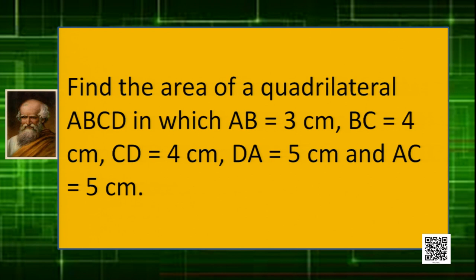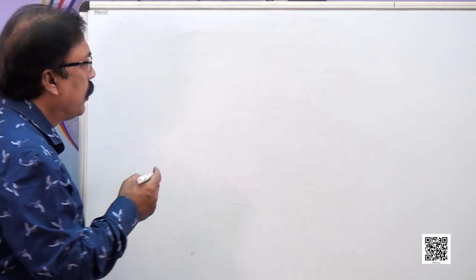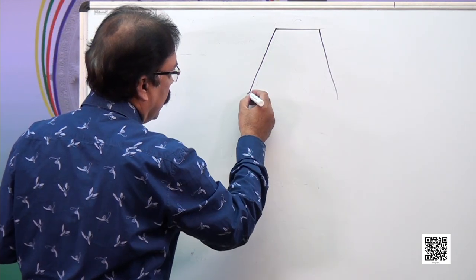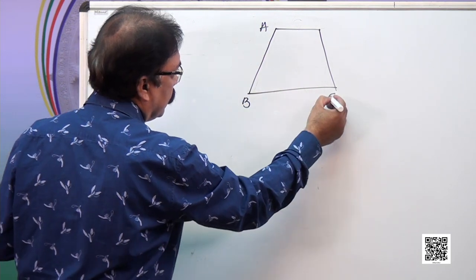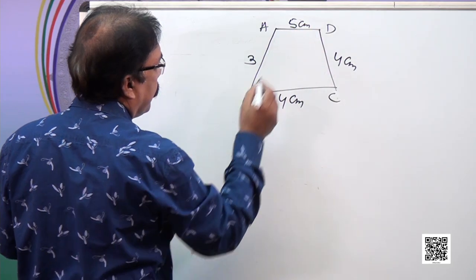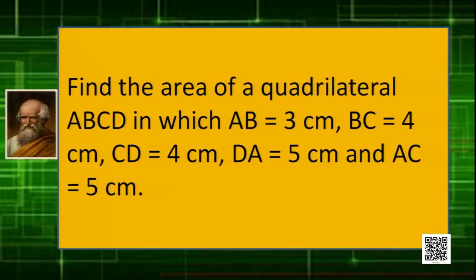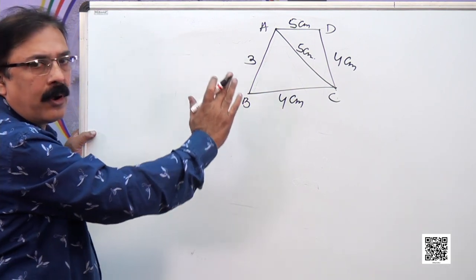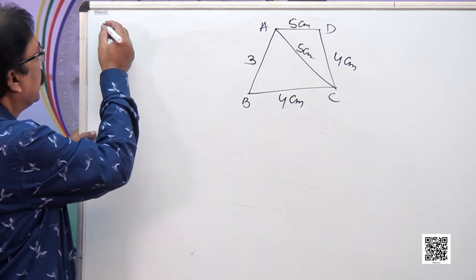Find the area of a quadrilateral ABCD in which AB is 3 cm, BC is 4 cm, CD is 4 cm, DA is 5 cm and AC is 5 cm. ABCD is a quadrilateral in which AB is 3 cm, BC is 4 cm, CD is 4 cm, AD is 5 cm, and AC is also 5 cm. Now see, in this quadrilateral we have 4 sides and a diagonal given. Now what is the solution?